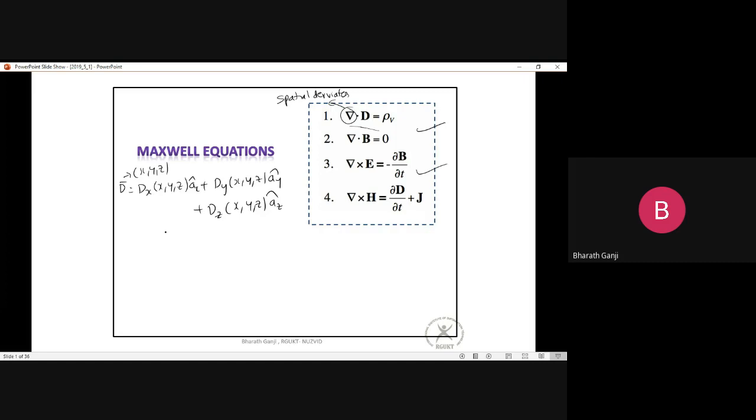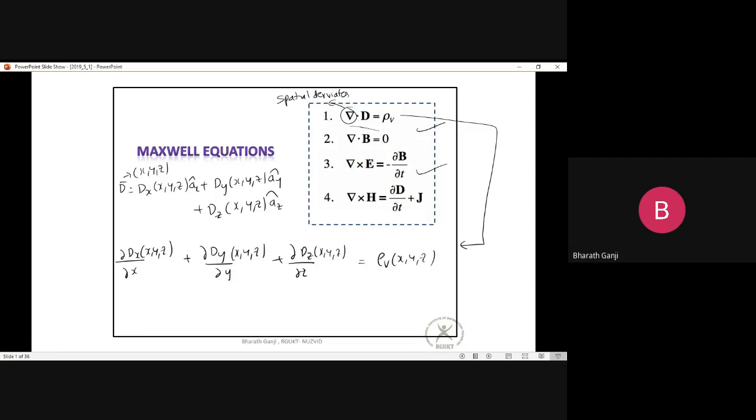So if you write it in the correct format, this first equation would look like this, right? In Cartesian, I'm writing: dou Dx by dou x of x comma y comma z, plus dou Dy by dou y of x comma y comma z, plus dou Dz by dou z of x comma y comma z, is equal to the volume charge density at a point x comma y comma z. So this is the first differential equation. If I expand in the same way, I can expand the differential equations for all the equations.